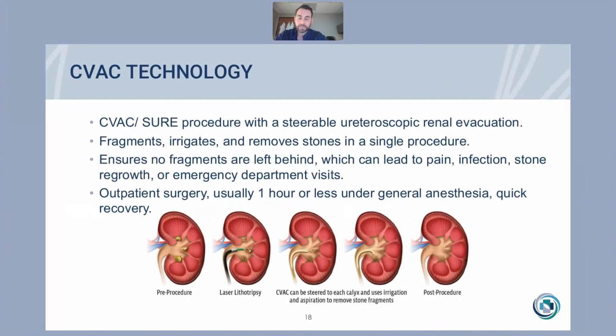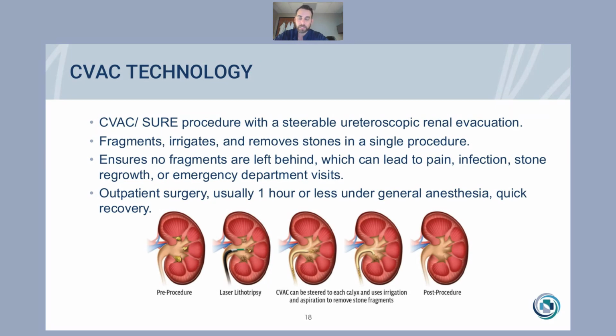The next slide is talking about a newer technology that we're using, and it's just a really nice new tool in the toolbox. It doesn't necessarily replace a lot of what we're doing, but offers an alternative and certainly an exciting future for stone treatment. So this is called CVAC. What it is, it's a ureteroscope.